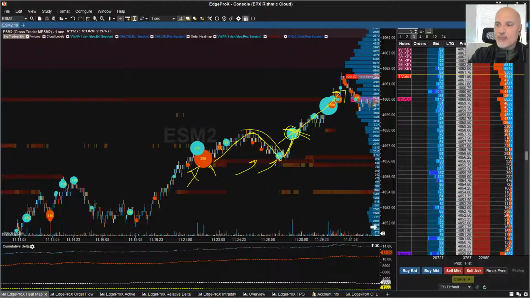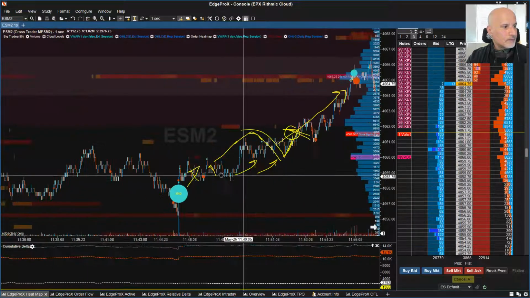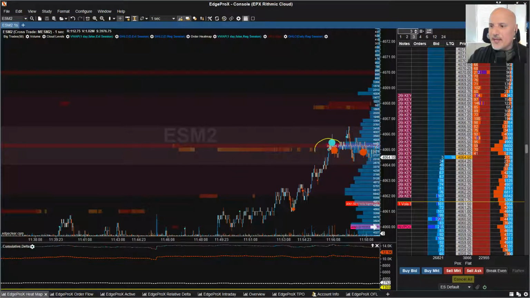So that's 6.5 points. It moves 6.5 points. So at 58, 6.5 points is 64.5. I'm looking for the 64.5. Let's see if it gets it. There's the 64.5, puts us in this. So this will be the second scale, okay?